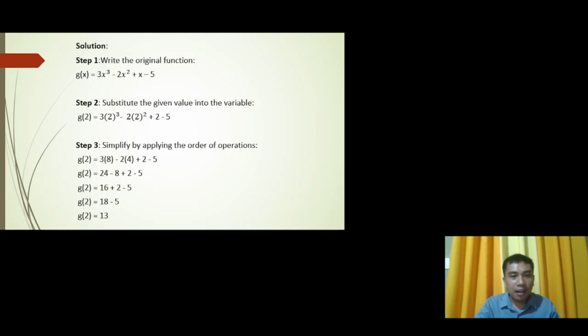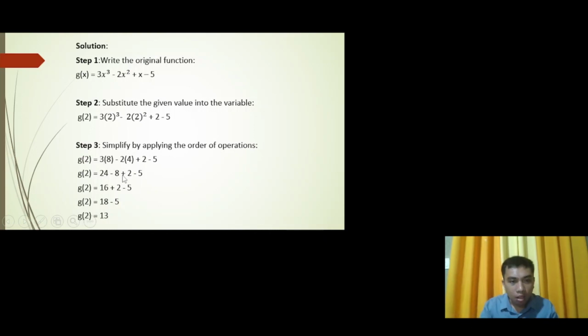So next, here, negative 2 times 4 from 2 squared. So 2 times 2, that is 4. And then plus 2 minus 5. So after that, we need to simplify until we can finish that one. So it will become 3 times 8 is 24. Negative 2 times 4 is negative 8. Then plus 2 minus 5.